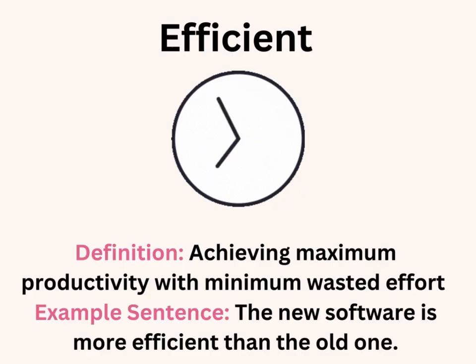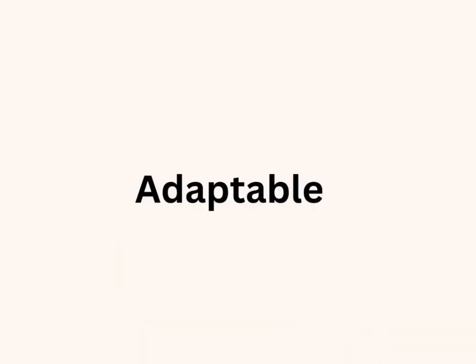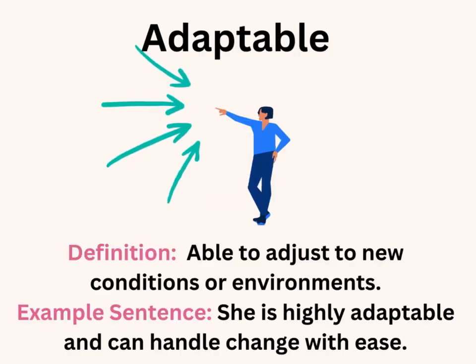Word: Efficient. Definition: achieving maximum productivity with minimum wasted effort or expense. Example sentence: the new software is more efficient than the old one. Word: Adaptable. Definition: able to adjust to new conditions or environments. Example sentence: she is highly adaptable and can handle change with ease.